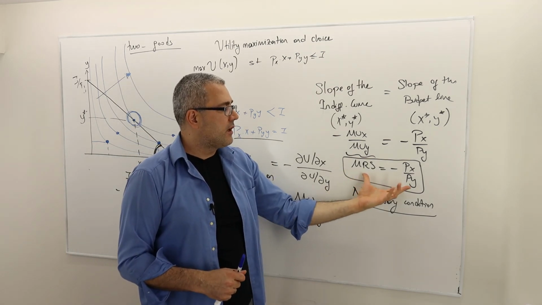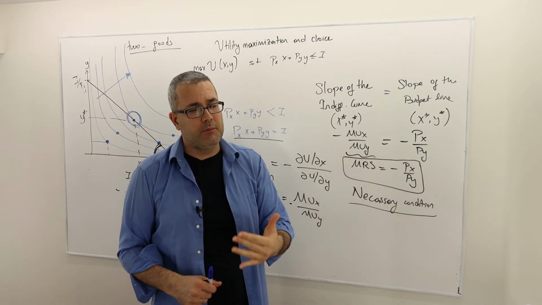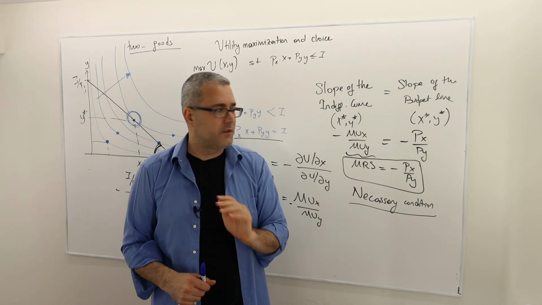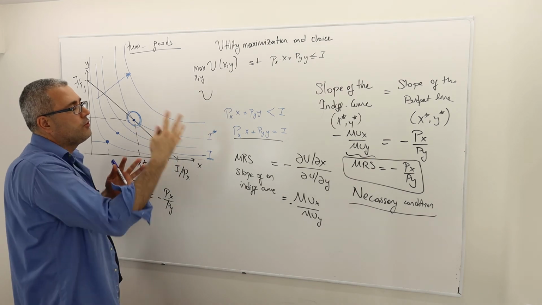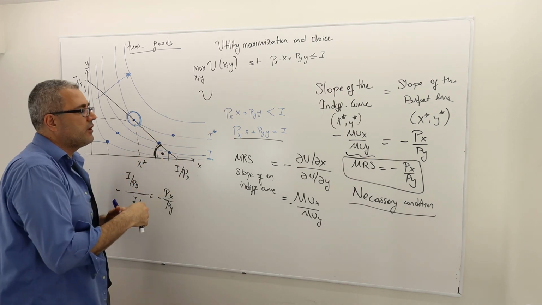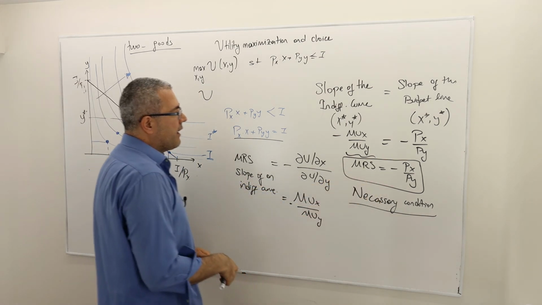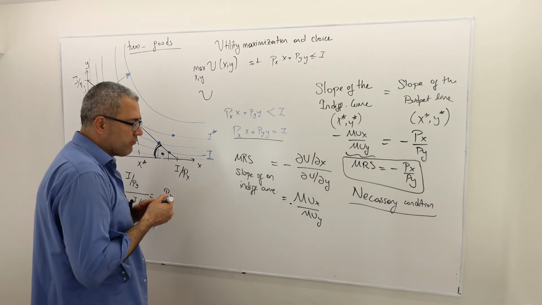However, when x star, y star satisfies this, it may not always be the optimal solution, all right? So you have to check the second order conditions. But most of the times, given that utility functions are nicely behaved, we basically solve this equality and find those critical points x star, y star. All right, so let me write it again.